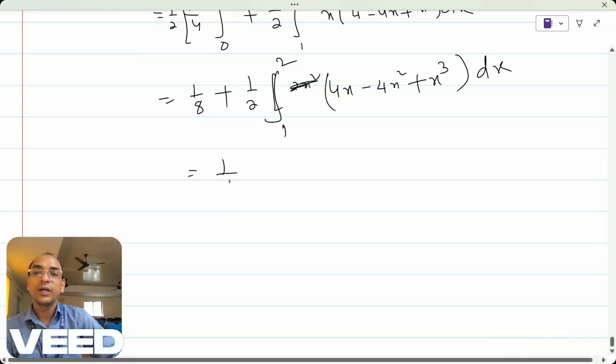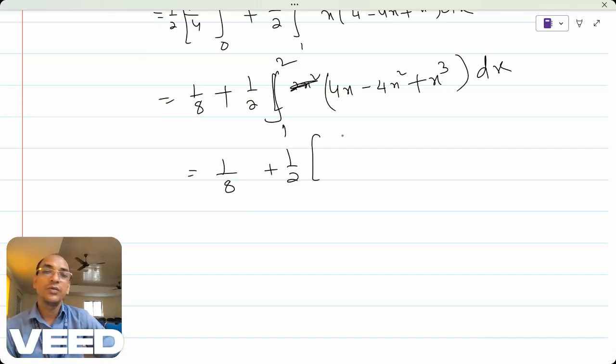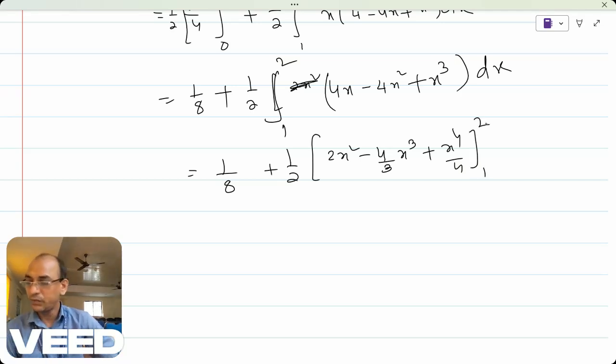What you will get is 1 by 8 plus 1 by 2. The integration of 4x is 2x squared, the integration of minus 4x squared is minus 4 by 3 x cubed, and the integration of x cubed is x to the power 4 by 4. The limits are 1 to 2. So if you simplify everything, you will get the following.